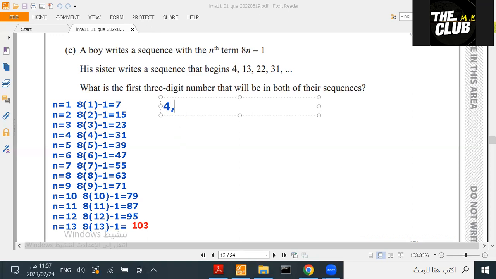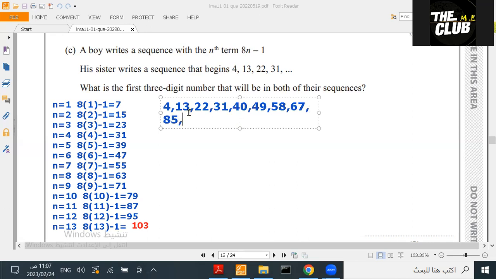4, and after it 13, and then 22, and then 31. We add 9, it's going to be 40. We add 9, it's going to be 49. We add another 9, 58. And then 67. Focus on the numbers when you add, okay? So 40, 49, 58, 67. We add 9, 85.